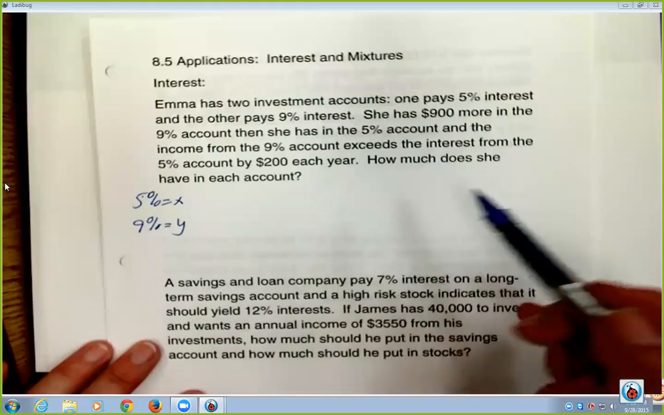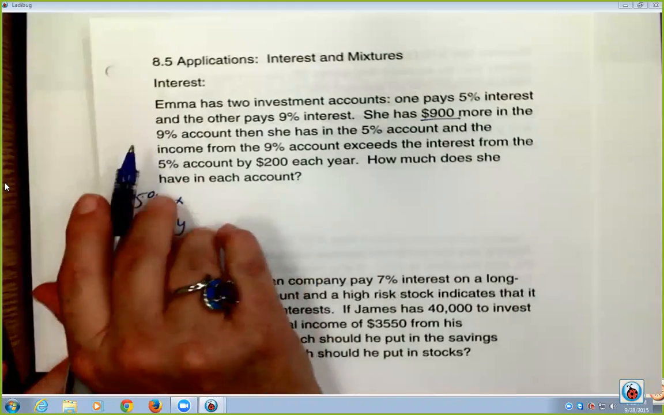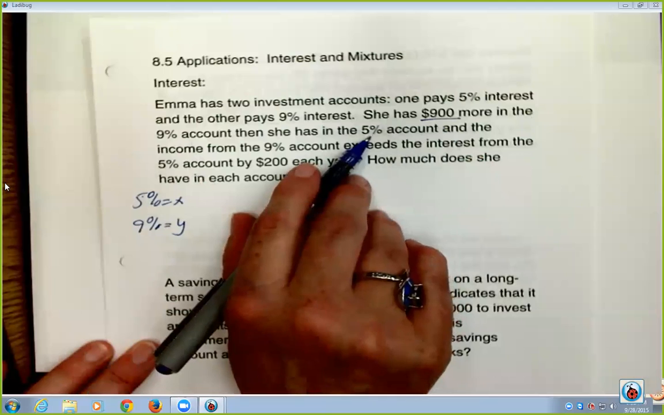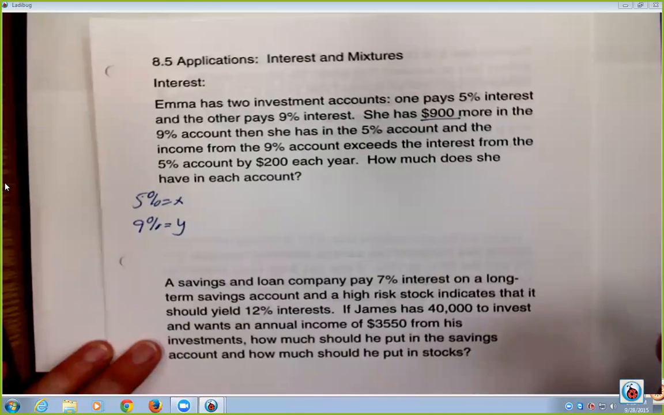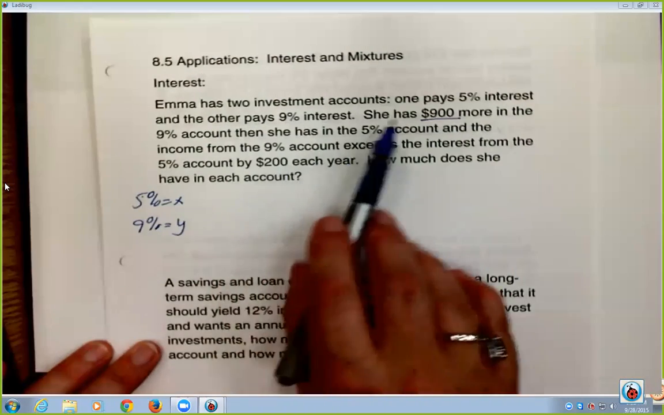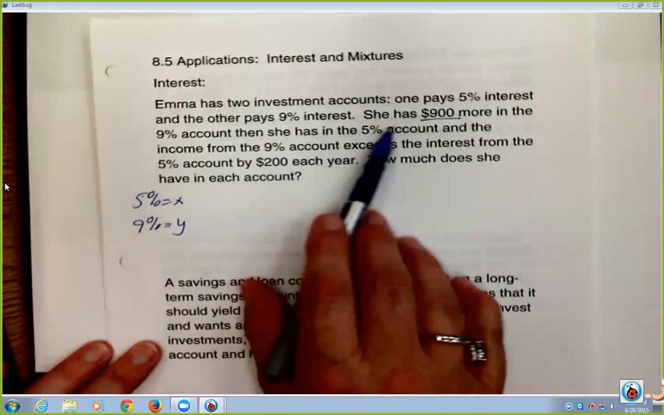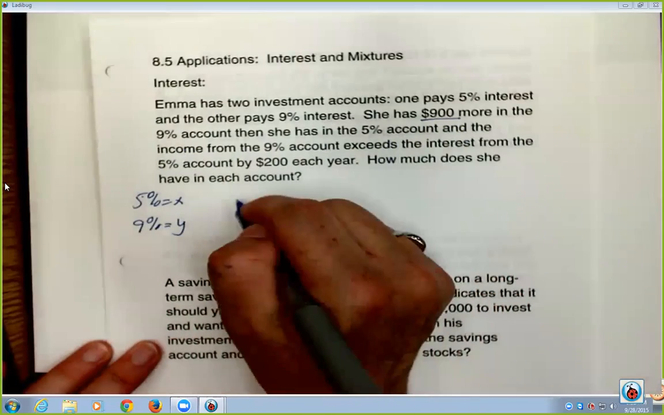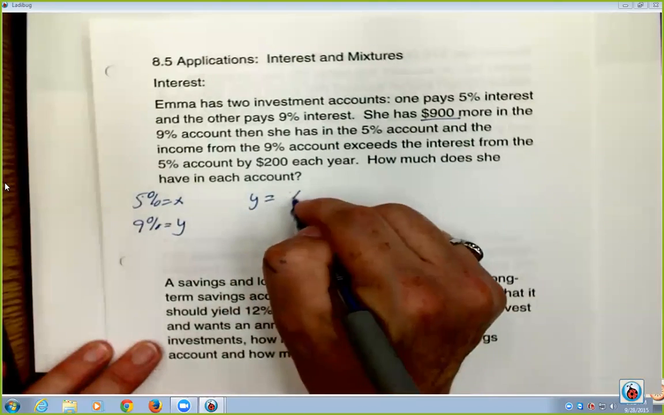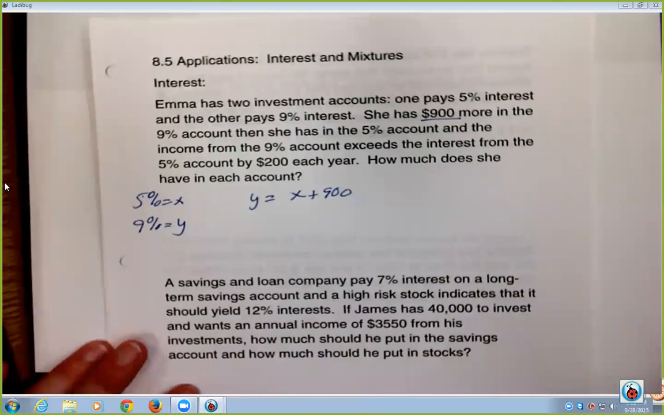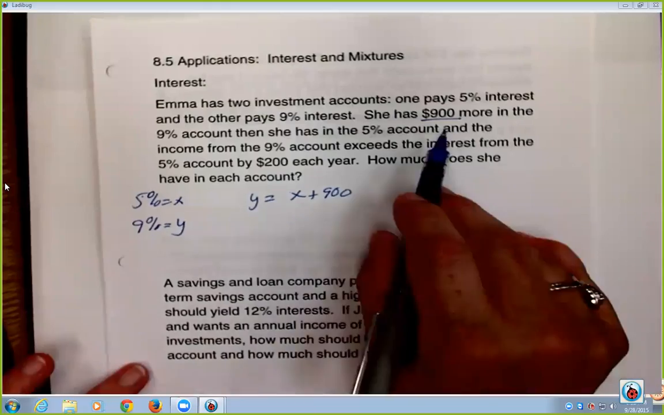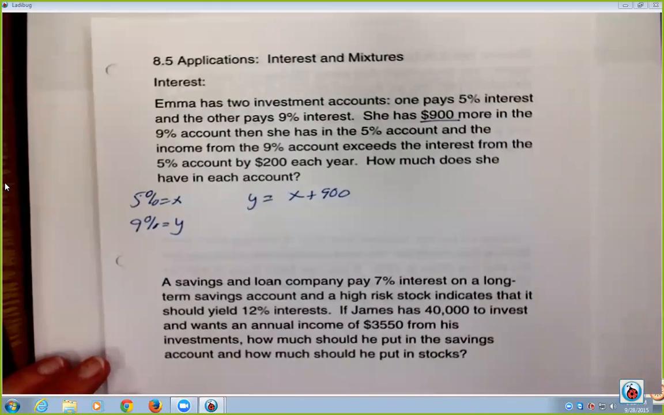So what do we know about what she has? She has 900 more in the 9% account than she has in the 5. That same statement keeps coming up all the time. Notice it's the same as what we had with the balconies, or with the parlor one. It's the same as we had with the pizza one. So we need to say that she has more in the 9% account, $900 more. So Y is equal to X plus 900. So that is our first statement.